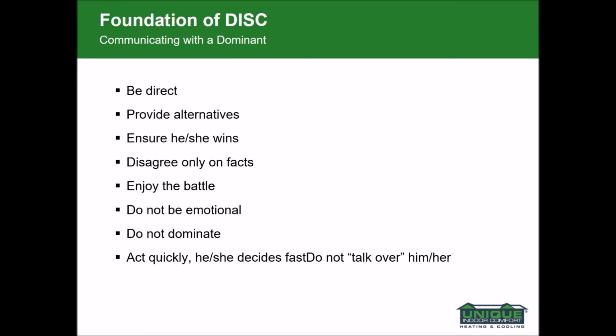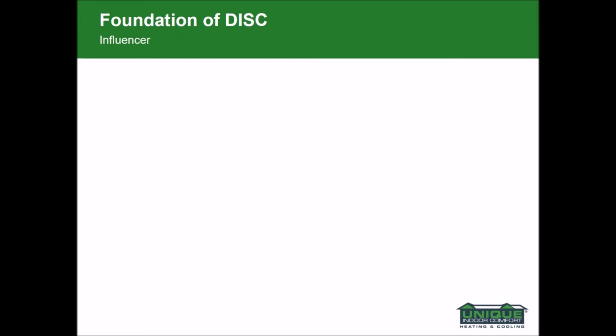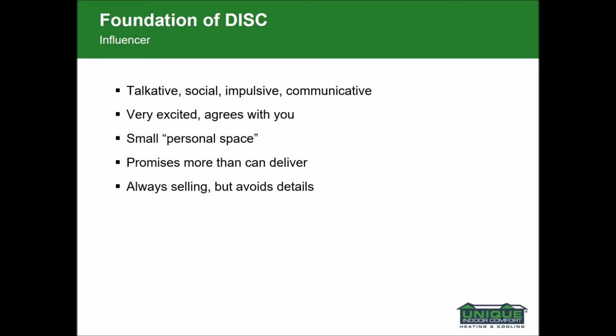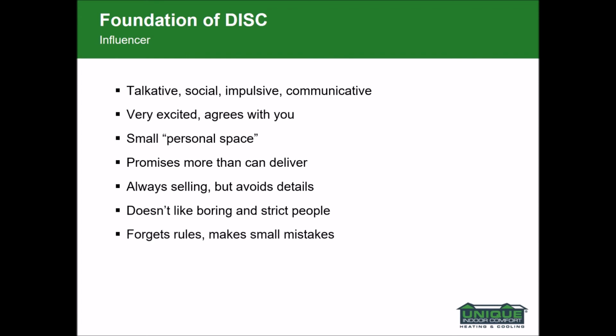Let's move on and talk about communicating with high Is. High Is, or influencers, tend to be quite talkative, social, and impulsive. They get very excited, and they will have a tendency to agree with you on many things. They have a small personal space. Remember, they like people. They often make promises that they can't deliver, always selling, but avoiding the details. They don't like boring or strict people, and they can often forget rules and make small mistakes. And as discussed earlier, are very good with people.